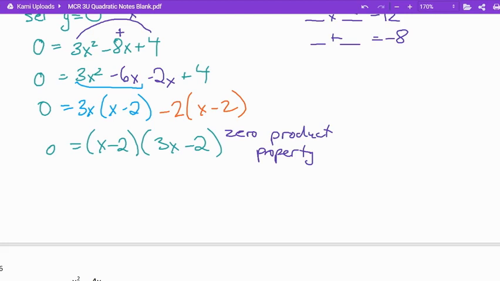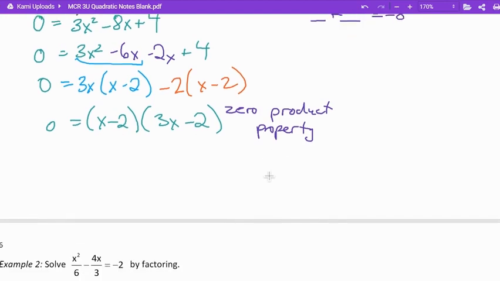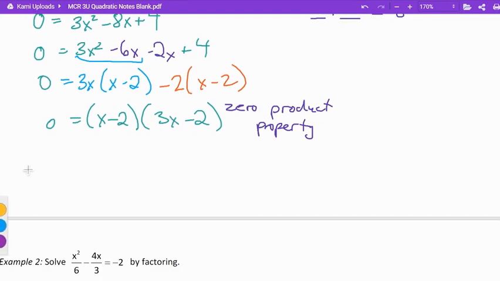The zero product property means anything times 0 is 0, right? Miss Slide times 0 is 0. So in order for this to be true, one of these binomials needs to be equal to 0. That's how we find our solutions. So we take the first one, we say, okay, in this case, x minus 2 equals 0. What does x have to equal in order for that to be true? Yeah, so x equals 2.